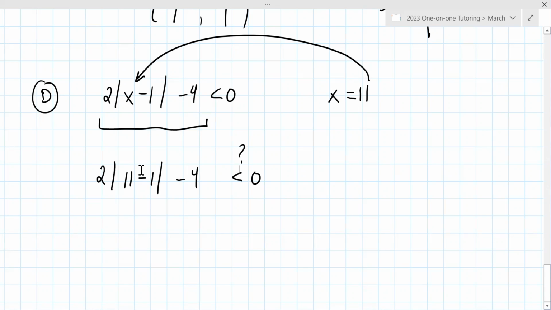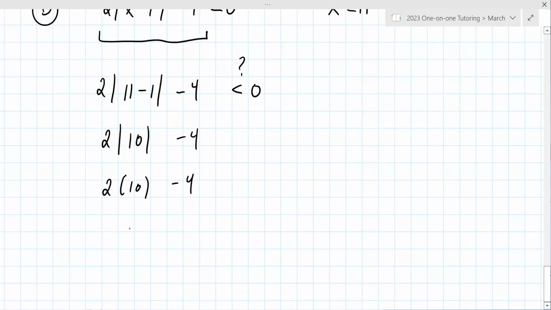Tell me what you got here. What is 11 minus 1? 10. So it's 2 times the absolute value of 10, minus 4. The absolute value of 10 is 10. So that's 2 times 10. Order of operations here. 2 times 10 is 20. 20 minus 4 is 16.